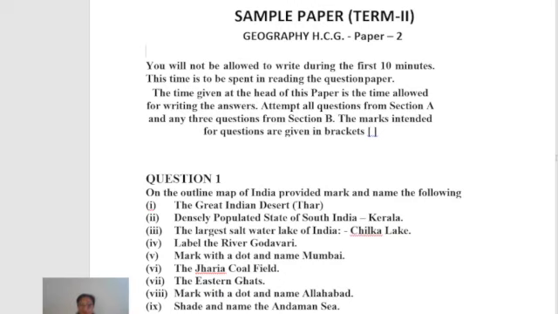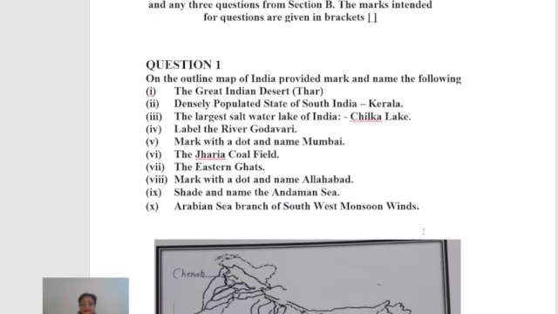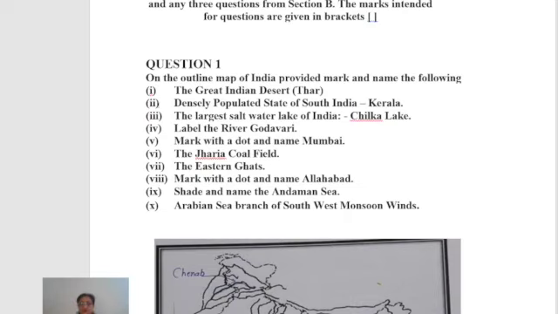And in this paper, as you all know, the paper is going to be 40 marks, right? 10 marks will be the question number 1, which will be the compulsory section, okay? And this will be related to the map, right? And as we move to the next section, you will find your section 1. Section 1 is on the outline map of India provided, mark and name the following.